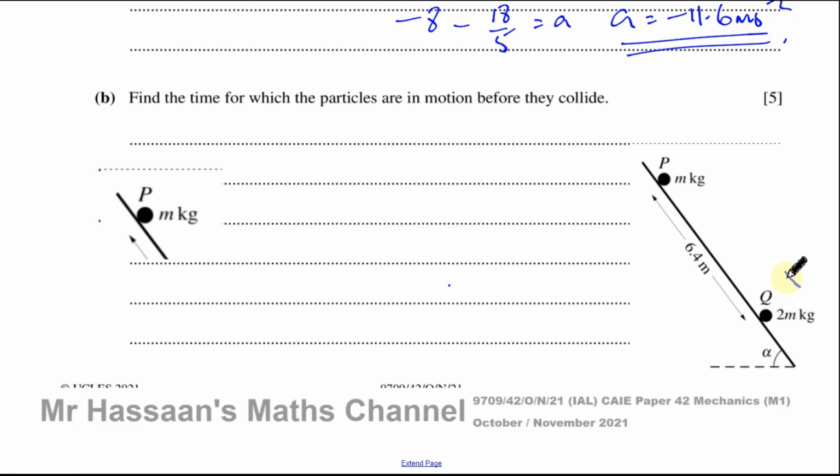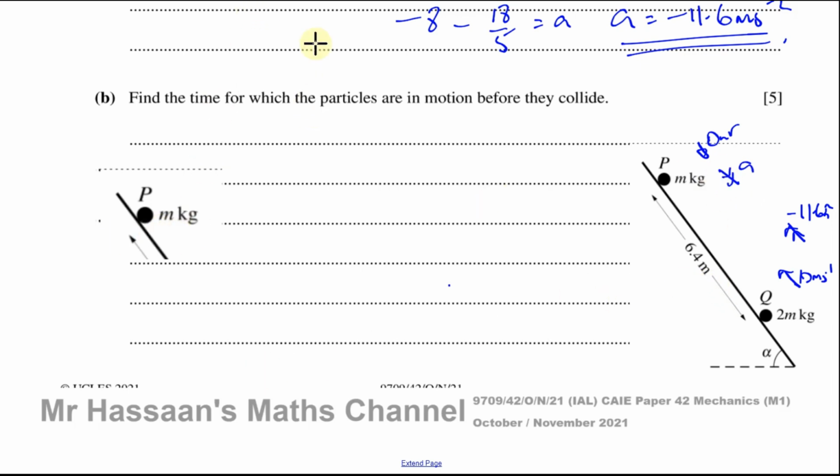So we have this projected up the plane at 10 meters per second, accelerating at minus 11.6 meters per second squared. We have this released from rest initially, and what we need to do is find its acceleration down the plane. When we've done that, we can proceed to continue. So let's work out the acceleration of particle P.